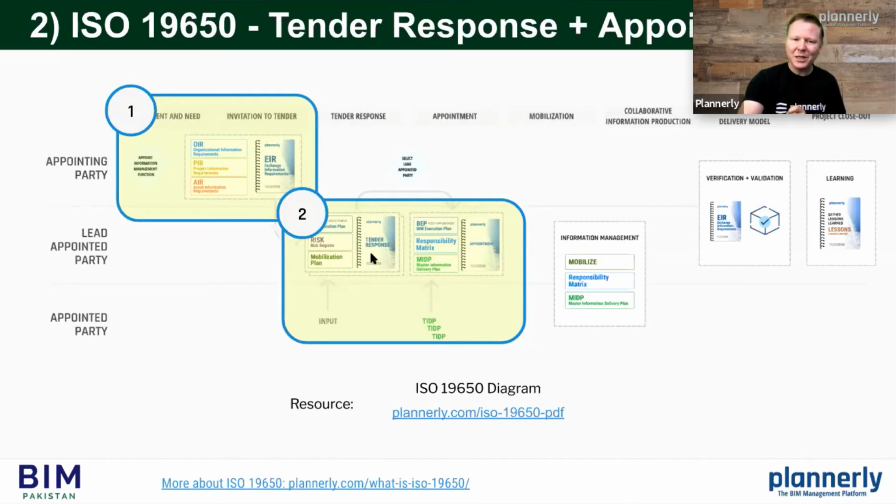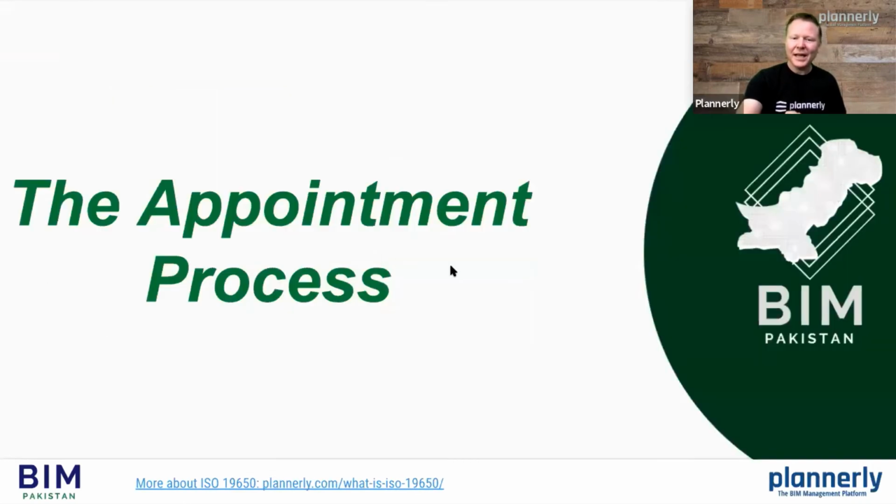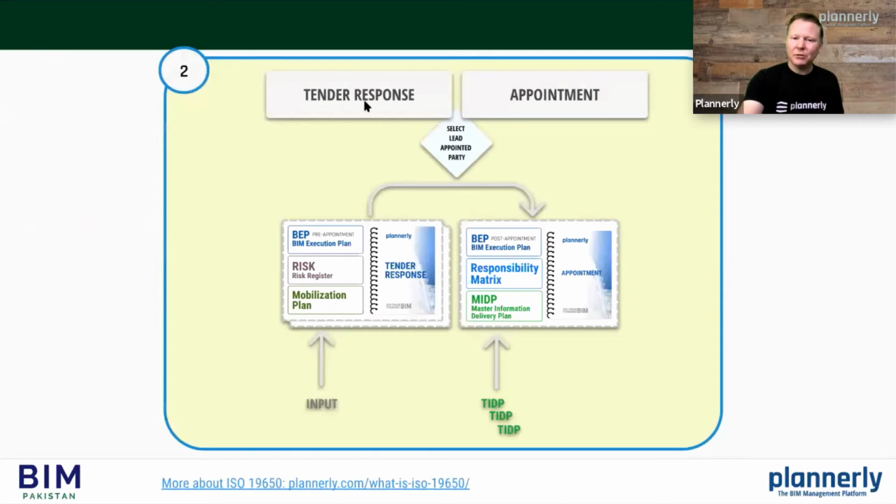So let's dig into this next step, step 2. It's the appointment process. And it's really about how teams can respond to your exchange information requirements, or the owner's exchange information requirements, with a pre-appointment BIM execution plan, with risks and mobilization plan in order to mitigate all of these risks. Essentially be able to check that the place where you're going to store all of the data works, making sure that all of the teams are capable in delivering.